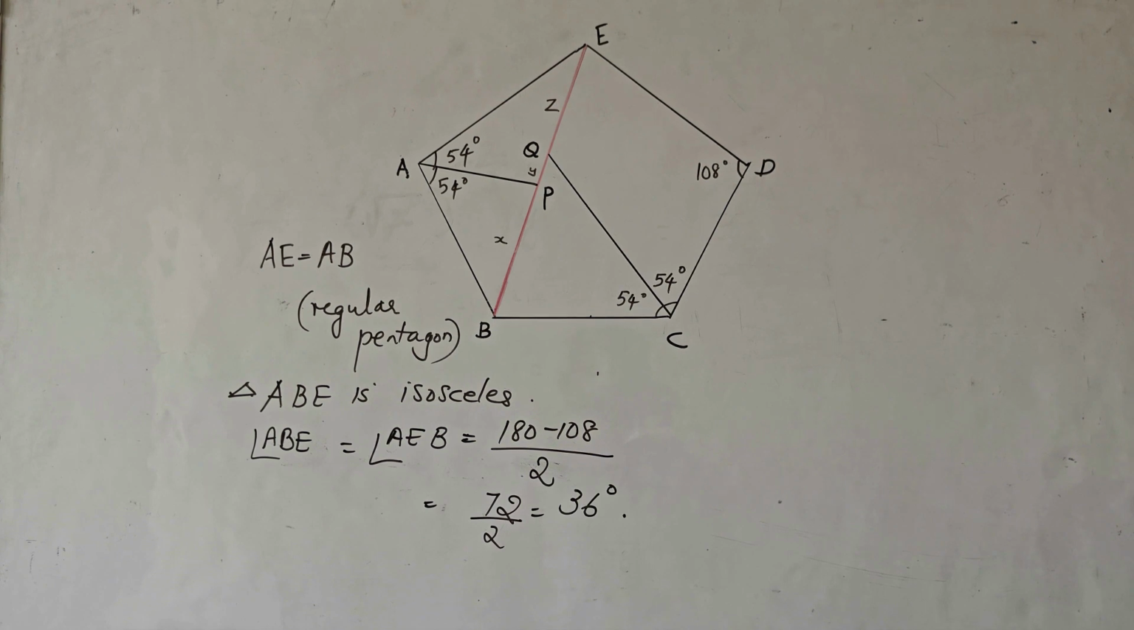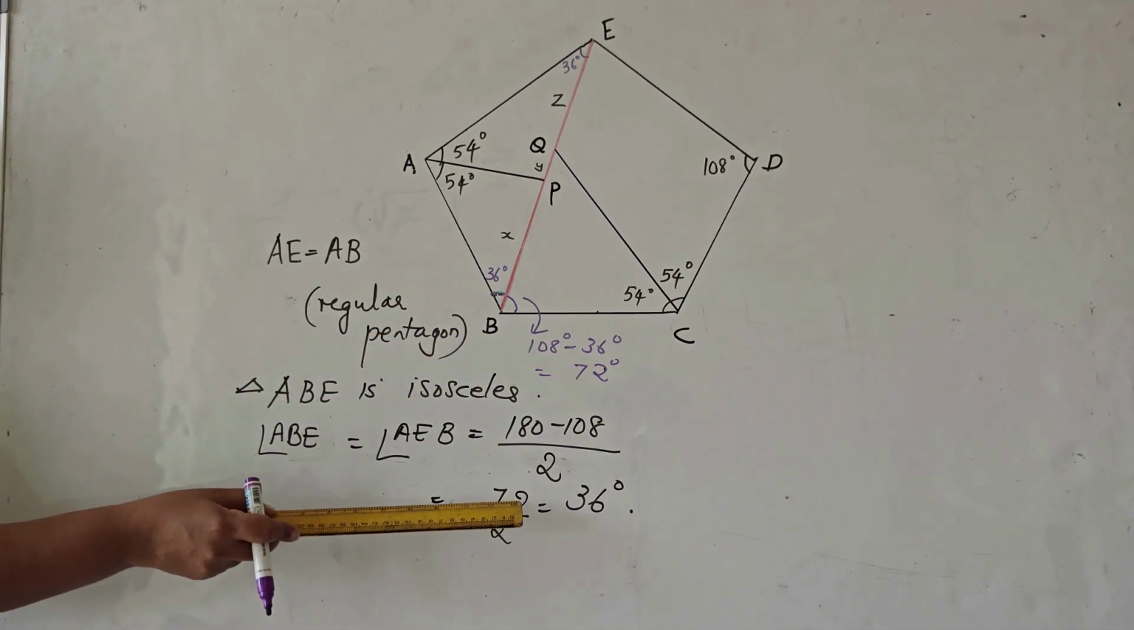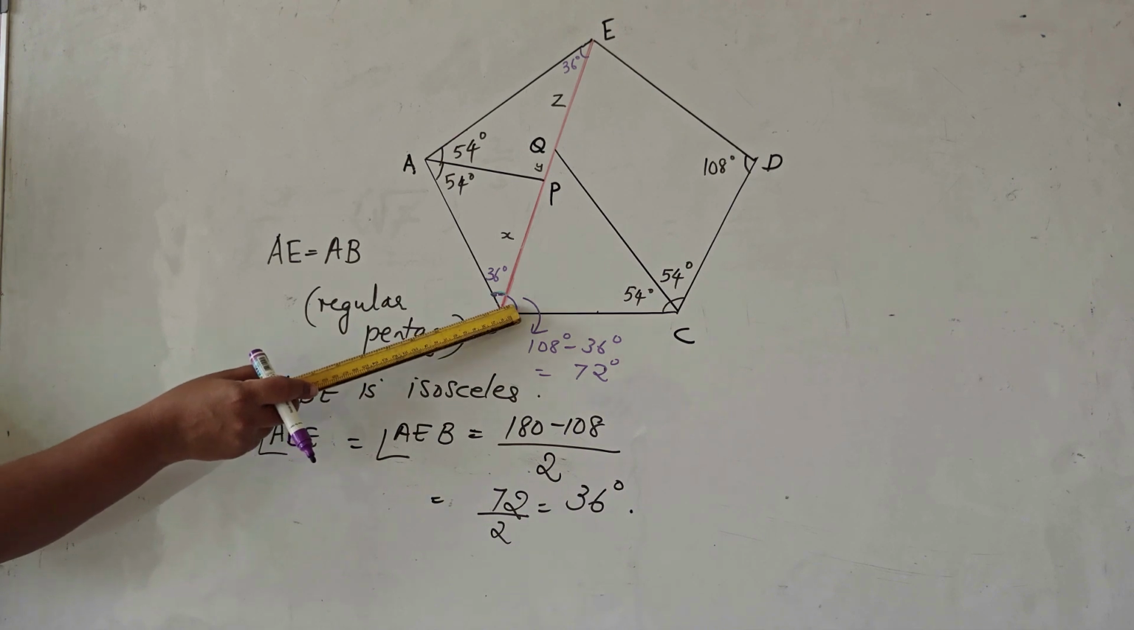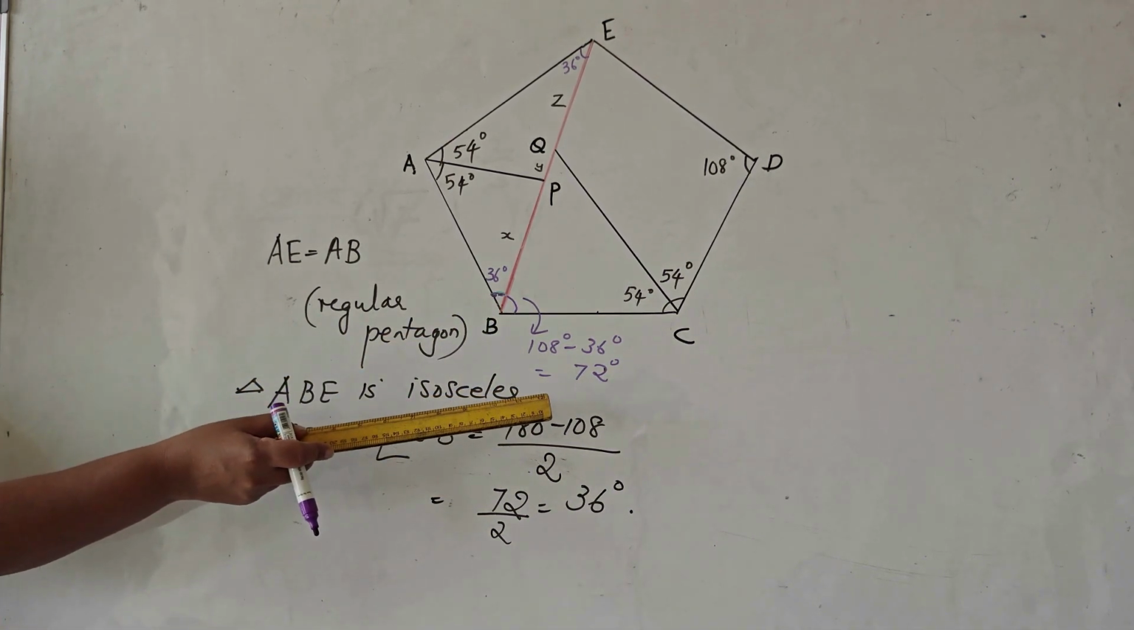Because we are dealing with a regular pentagon, we know all the sides are equal. So AE is equal to AB, and we get that triangle ABE is isosceles. Since triangle ABE is isosceles, the base angles have to be equal. So angle ABE is equal to angle AEB, which we get as 36 degrees. The remaining angle here is 108 minus 36, which is 72 degrees.